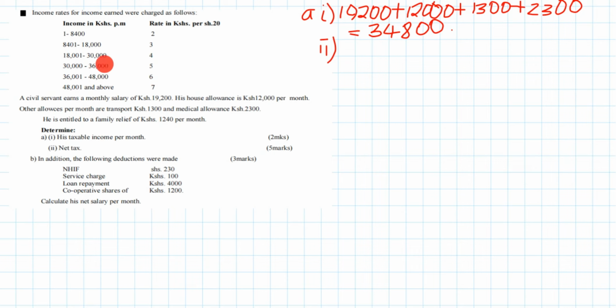So we tax this employee from the first band, the second, the third, and also the remaining amount in this band. So now we start with the first band. The amount in the first band is 8,400. We multiply that by 2 shillings for every 20 shillings. Because our taxable income here is in shillings, we have to put it at 2 shillings for every 20 shillings.